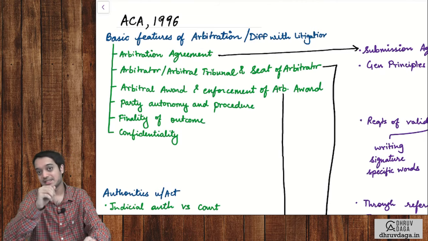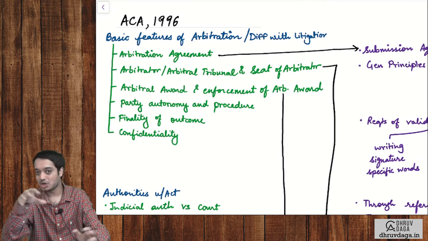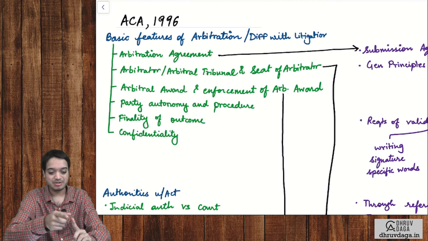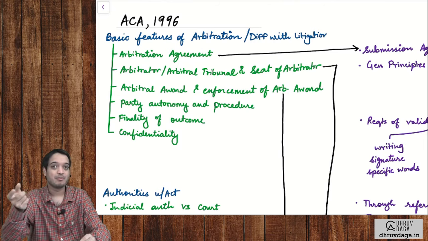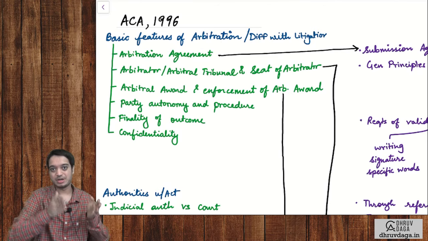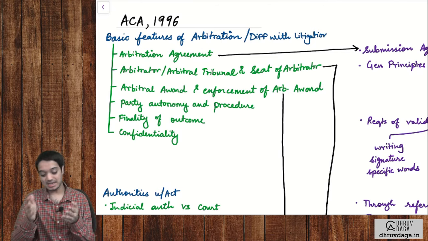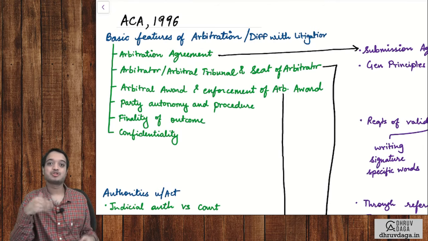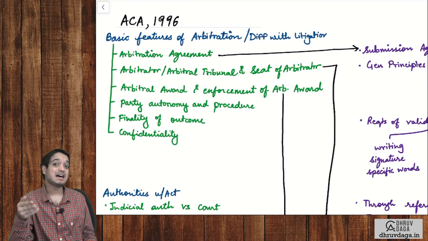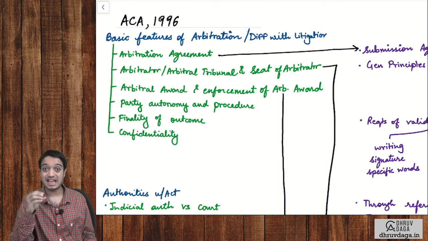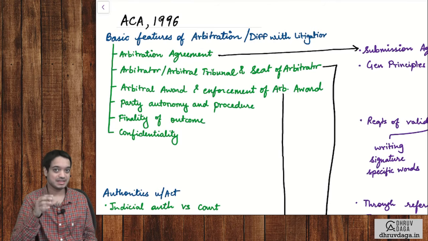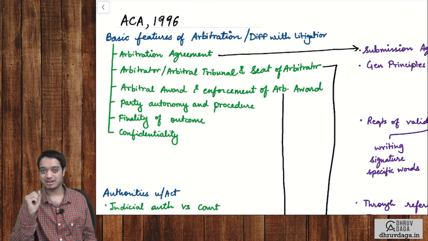The first 3 points are major topics in the chapter itself: arbitration agreement, arbitral award, and arbitral tribunal or arbitrator. The fourth point is the seat of arbitration, that is, what laws are going to apply to this arbitration proceeding. Then, enforcement of an arbitral award happens as a decree of the court, and there are several international treaties for enforcement of arbitral awards.